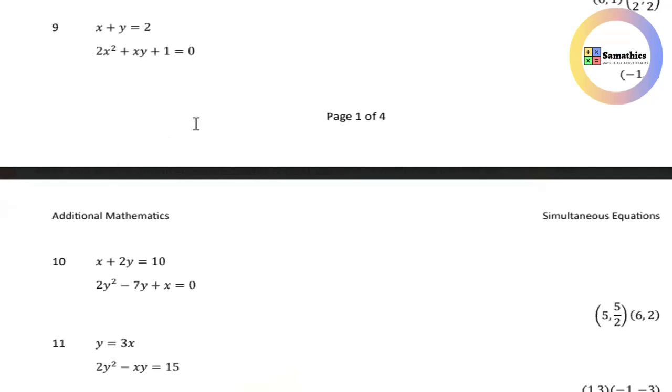Okay, in question number 9, we have x plus y is equal to 2 and 2x squared plus xy plus 1 is equal to 0. In this, we can easily solve it by making y the subject. If we make y the subject, we can substitute it in the second equation. So y is equal to 2 minus x, and then we can substitute here. We can easily solve this question, right?